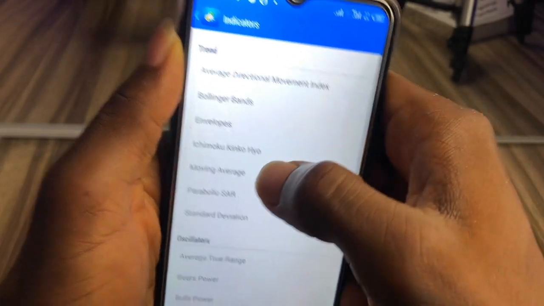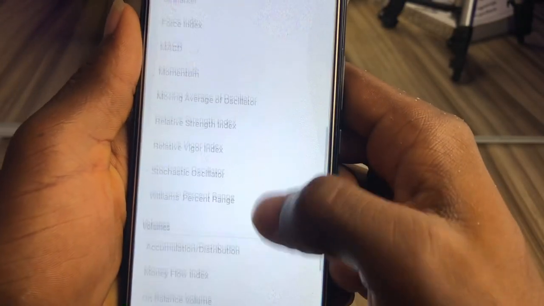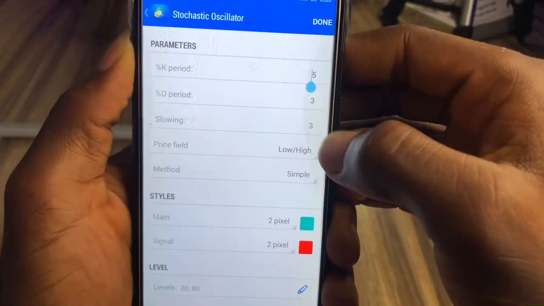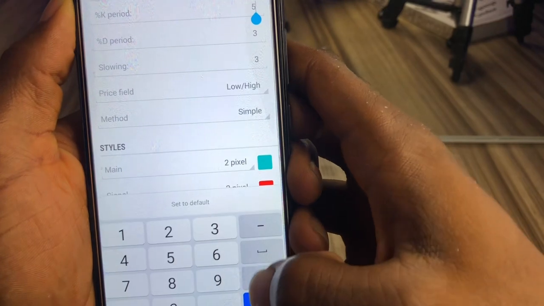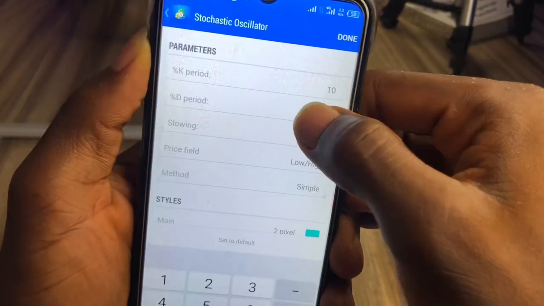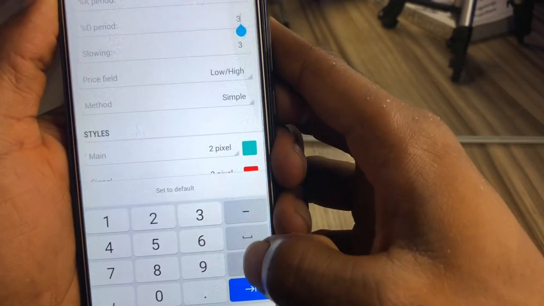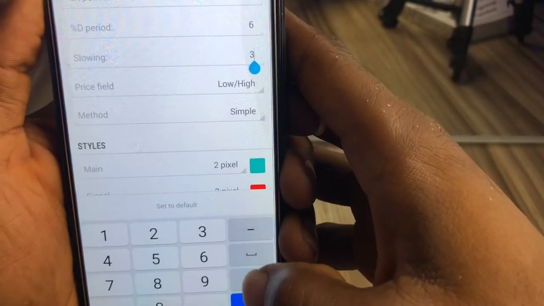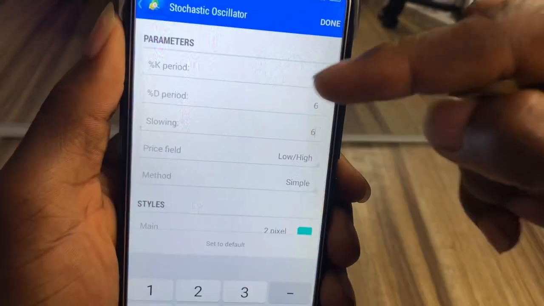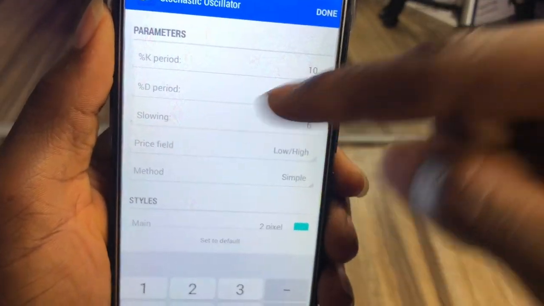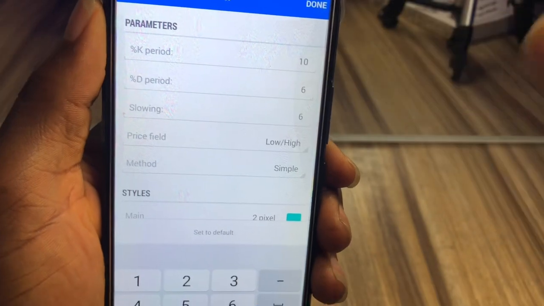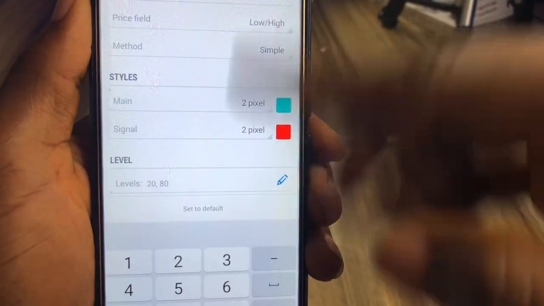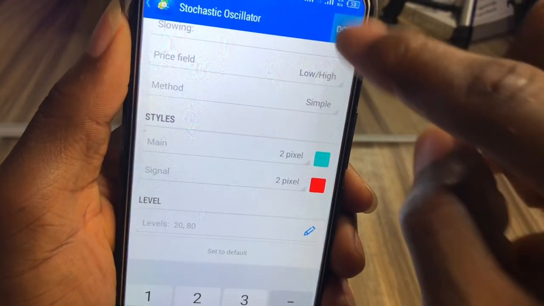We're gonna add in the stochastic. So what you want to do right here is search for the stochastic oscillator and tap that in. Then come to this period right here and change that to 10, and this 3 you want to change to 6. Same thing again, you want to change this to 6. So we have the K percent period as 10, the D percent period as 6, the slowing as 6, price field low/high, method simple, all these things are just the same. Then go ahead and hit done.